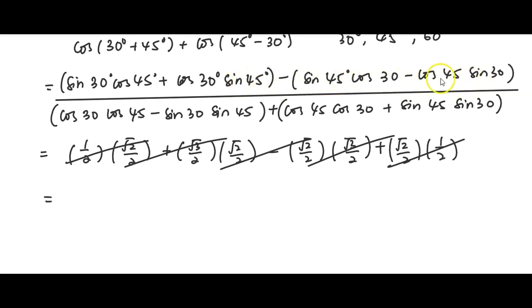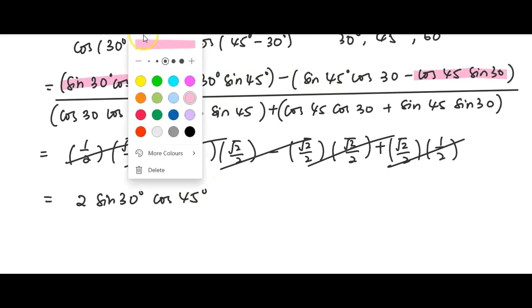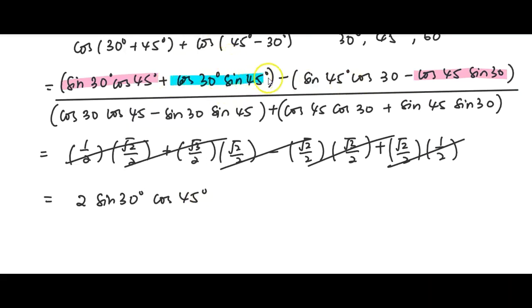sin 30 cos 45 is here, not this term, and this term, they are the same. So I will just combine them. I have 2 of sin 30 and cos 45. And this term and this term, they are similar terms. So I combine them. Okay, got 0. Positive, negative, we got 0.